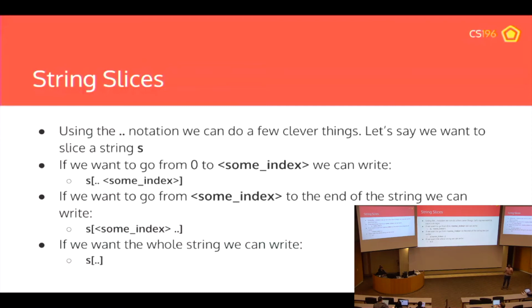Similarly, if we want to go from any random index to the end, instead of finding out the length of the string, calculating that, storing in a variable, all that mumbo jumbo, we can just do some index and then don't put anything after that. Close the bracket. That way, Rust knows we want to go from some index to the very end of the string.